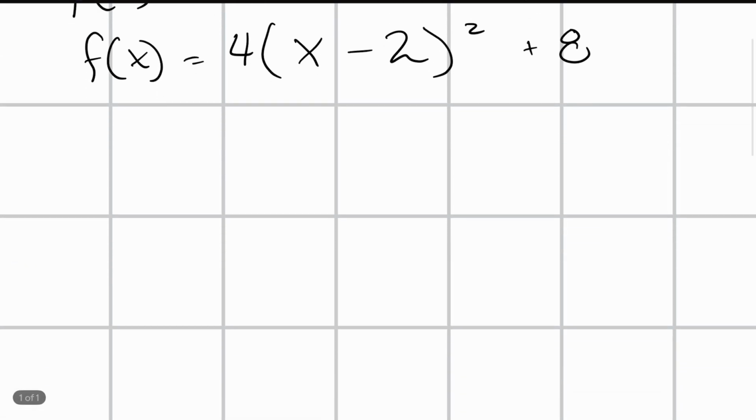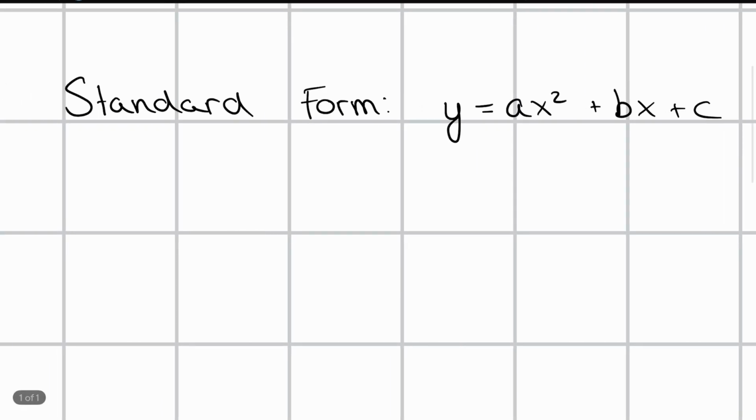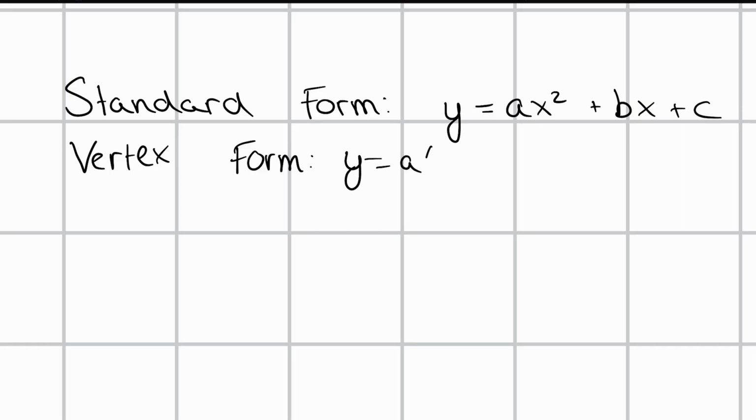All right. Now, I'm sure you guys know this, but we're going to go over it again. So standard form, right? What is standard form? Standard form has the skeleton that looks like this: y equals ax squared plus bx plus c. Okay. Then you have your vertex form, which would look something like y equals a(x minus h) squared plus k.